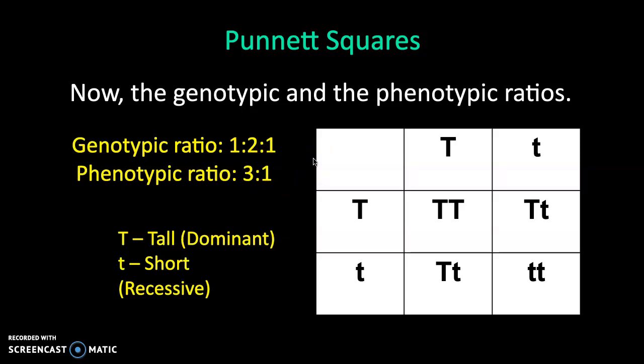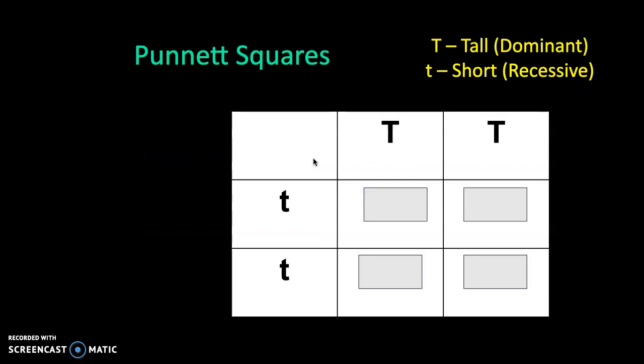Let's try this one more time. So now we have, again, two different parents. One of them is tall, one of them is short. So the tall parent is homozygous dominant, meaning that they have 2 copies of the dominant allele. The next parent is homozygous recessive, meaning that they have 2 copies of the recessive allele. So let's start crossing these two parents.